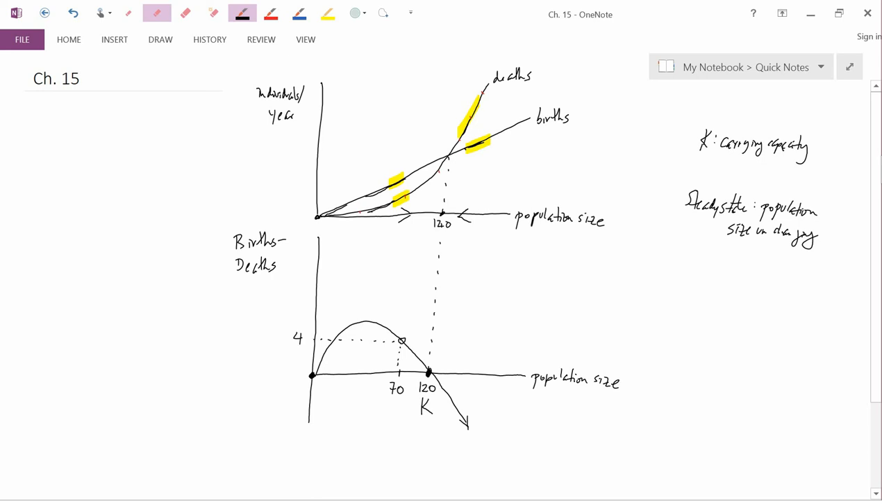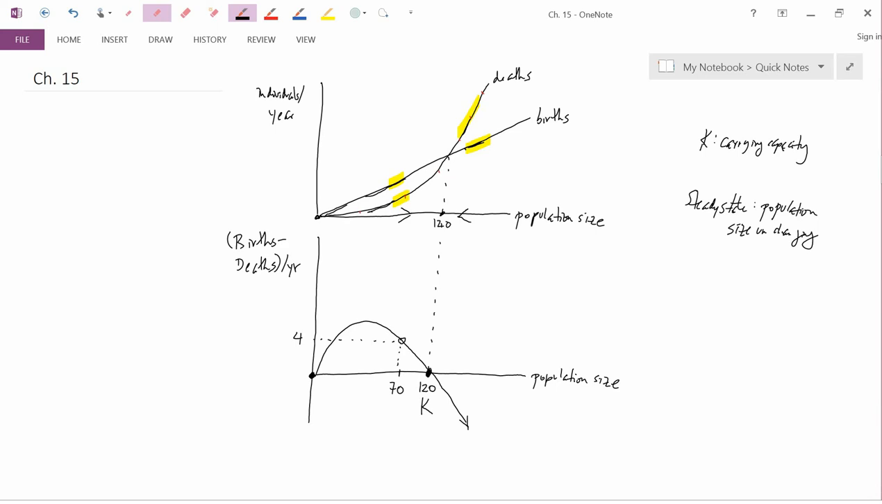Now, think about humans intervening in this ecosystem and catching fish. Suppose humans caught 4 fish per year. And by the way, the vertical axis, I wrote it as births minus deaths, but it's births minus deaths per year. And the number 4 might be 4 tons or 4 million tons. It's not literally 4 fish. So if the population size started out as 70, and people caught 4 fish per year, then I claim that the population size at the end of the year is going to be 70, just like it was at the beginning of the year.